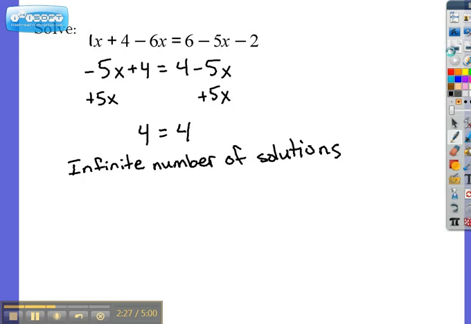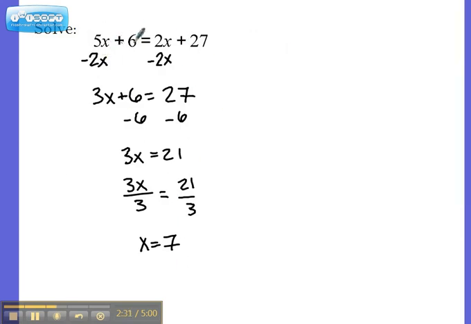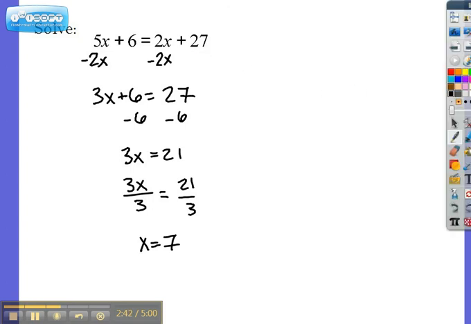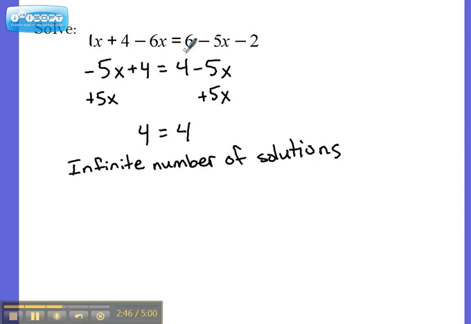In the previous example, the only number that I can put into this equation to make both sides equal to each other is 7. If I try any other number, like 0 for example, 0 becomes 6 equals 27, and that doesn't work. That's not true. But if I put 0 in here, this would be 4 is equal to 6 minus 2, which is 4. So that does work out. No matter what, you're always going to have an infinite number of solutions.